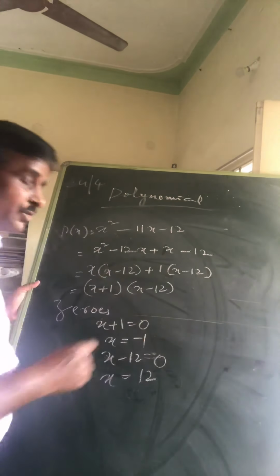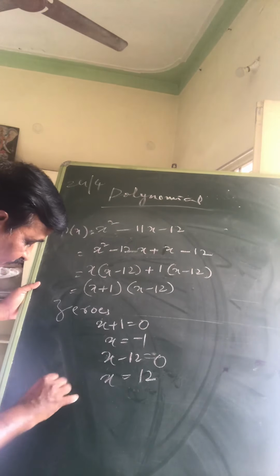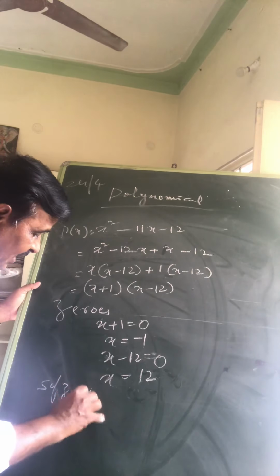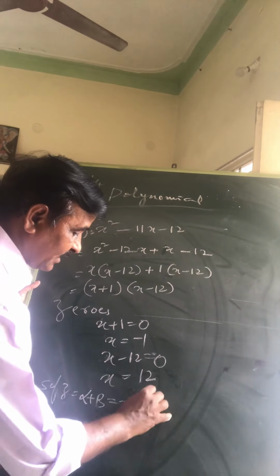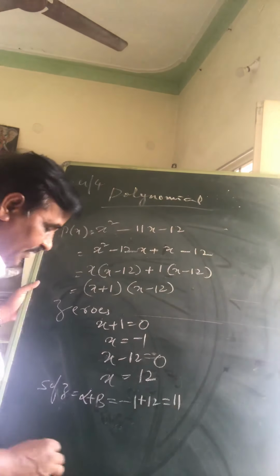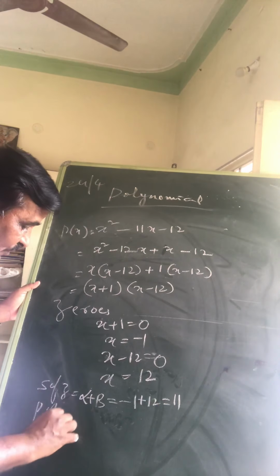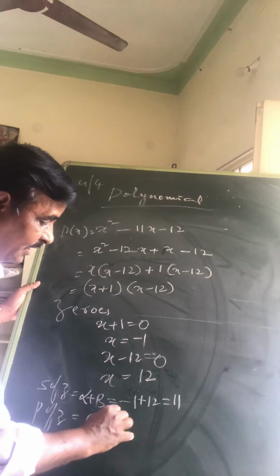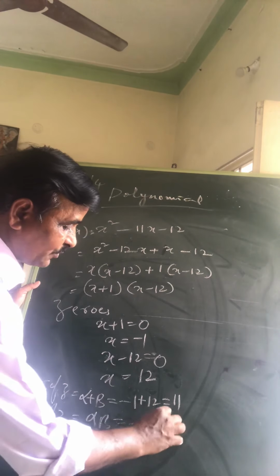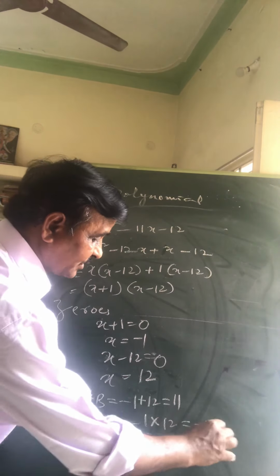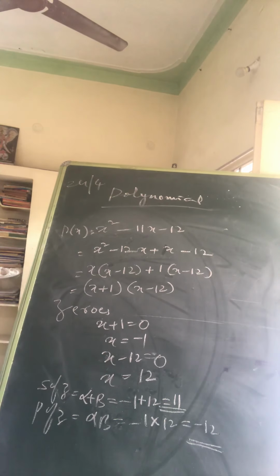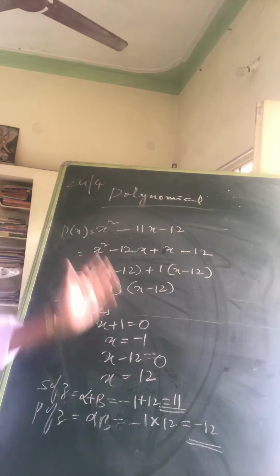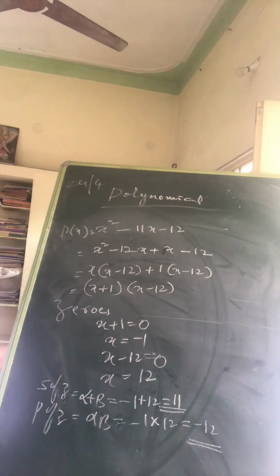Okay, what are the zeros here? Minus 1 and 12. Now, sum of zeros, that is alpha plus beta, is equal to minus 1 plus 12, which is equal to 11. Product of zeros, alpha beta, is equal to minus 1 into 12, which is equal to minus 12. These are the sum of the zeros and the product of the zeros, by finding the zeros. Now we have to take the relations.